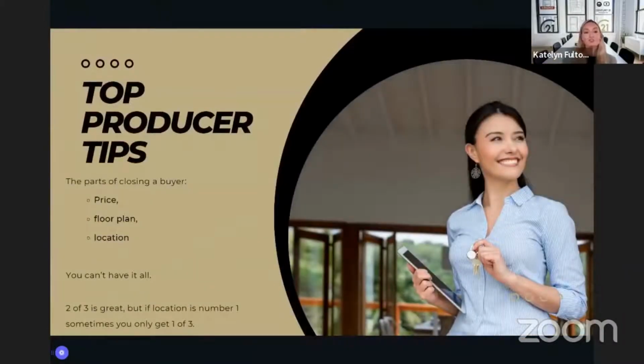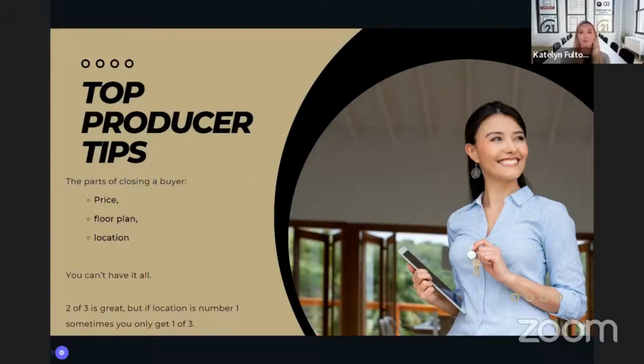So some top producer tips for dealing with the buyers is figure out what's going to close the buyer. So typically why they're not buying would be price, the floor plan or the layout of the house isn't correct, or the location isn't correct. So most buyers want it all. They're like, well, I want this floor plan, I want this location, but I can't afford it. So they want all of it, but it's very rare that you're going to get it all.